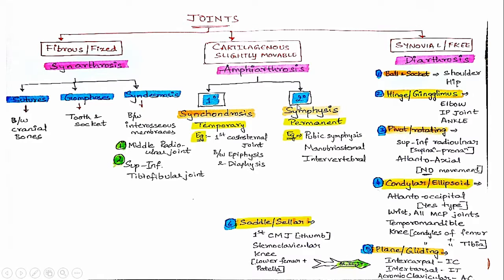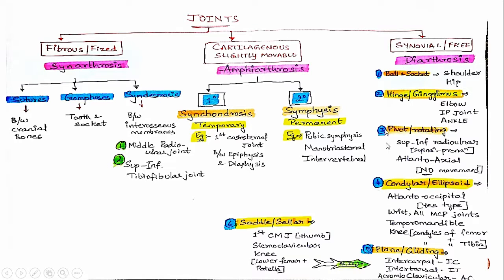The examples of the temporary cartilaginous joints are the first costosternal joint and the joint between epiphysis and diaphysis. The permanent joints examples are pubic symphysis, manubriosternal, and intervertebral joints. These three are the examples of the symphysis, and these all come under the category of amphiarthrosis, which moves slightly. Synovial or free is diarthrosis, and we have 6 types of synovial joints.